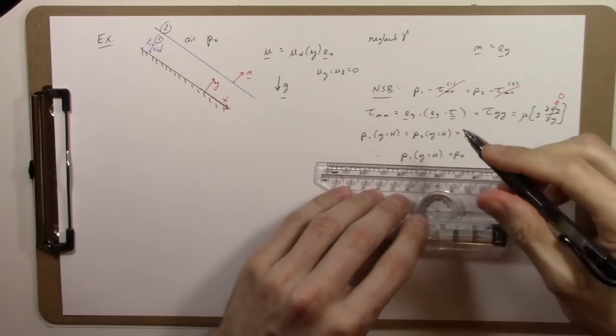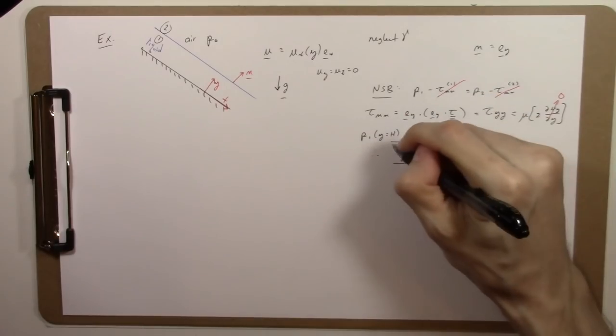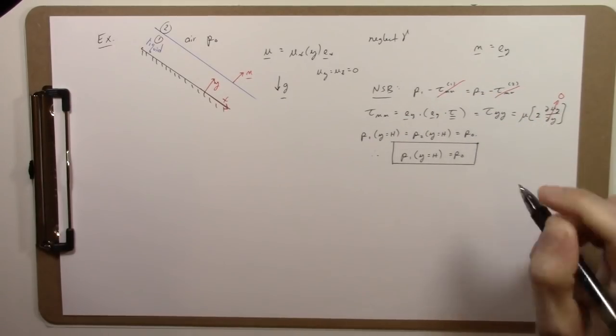So the normal stress balance, as we said, reduces to a specification of the pressure at the interface between the liquid and the gas.